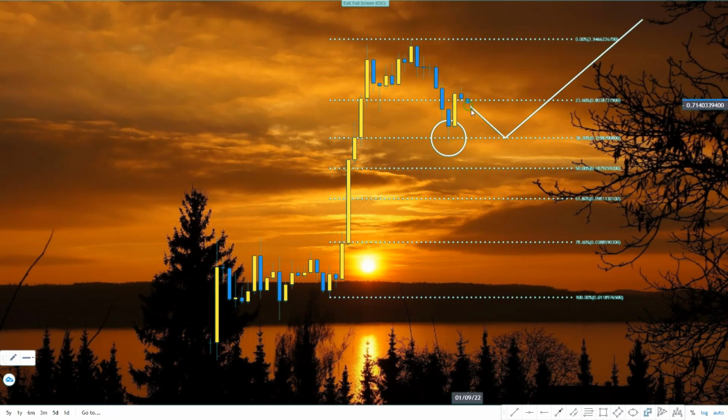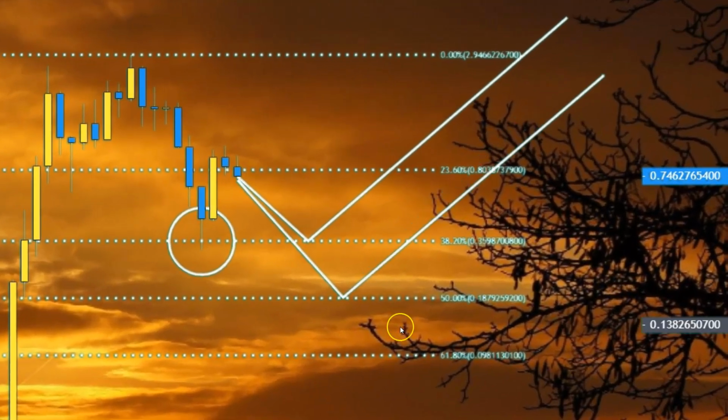Now there are scenarios in which we are retracing to the 50% at around 18 cents. That would be catastrophic from this point, I know, but it is a possibility. For now, if we manage to hold 35 cents, we are still in a long-term uptrend.